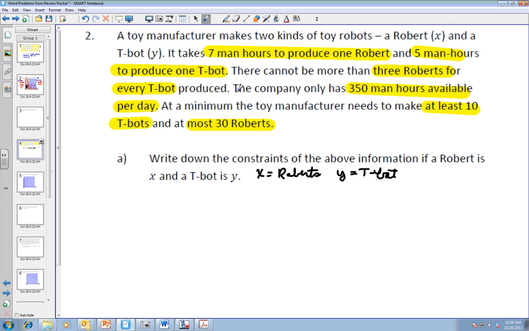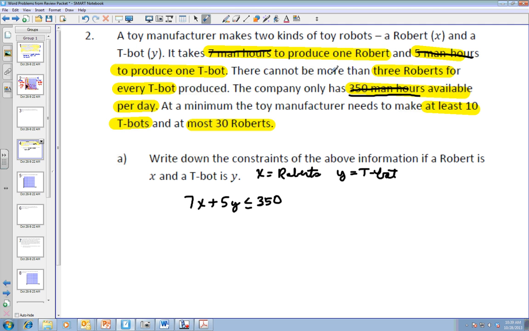Okay, so 7 hours to produce one Robert. So I know 7 hours to produce one Robert, but we just don't know how many Roberts we're going to produce. Plus 5 man hours to produce one T-Bot, so 5 times Y. And then it says they only have 350 man hours available. So I know I'm going to have to do all of this work in less than or equal to 350 hours. So there's our first inequality. So we've used this, we've used this, we've used this.